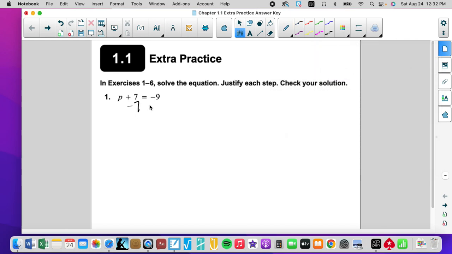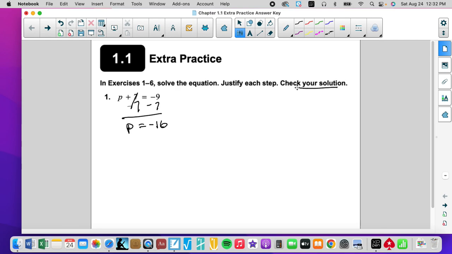So we're going to subtract 7, and we have to balance the equation. Whatever we do to one side, we need to do to the other. So that leaves us with P, because a positive 7 and a negative 7 cancel. Negative 9 and negative 7 makes negative 16. So that would be my answer.